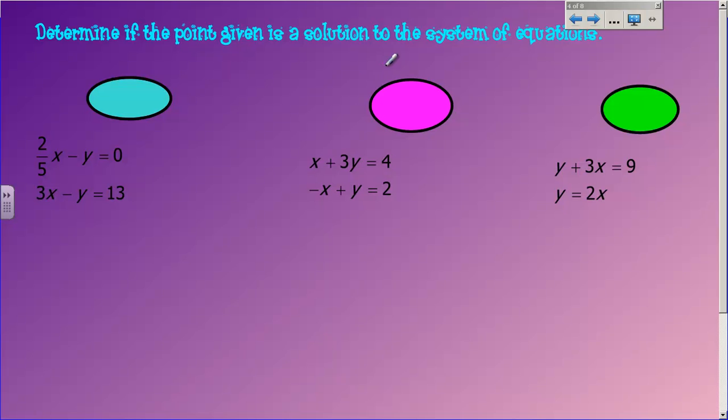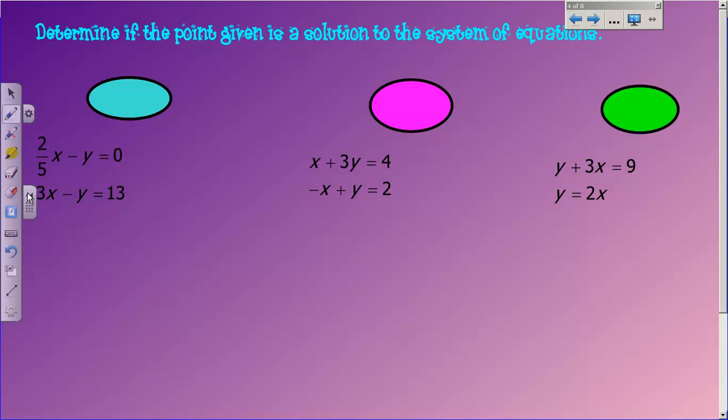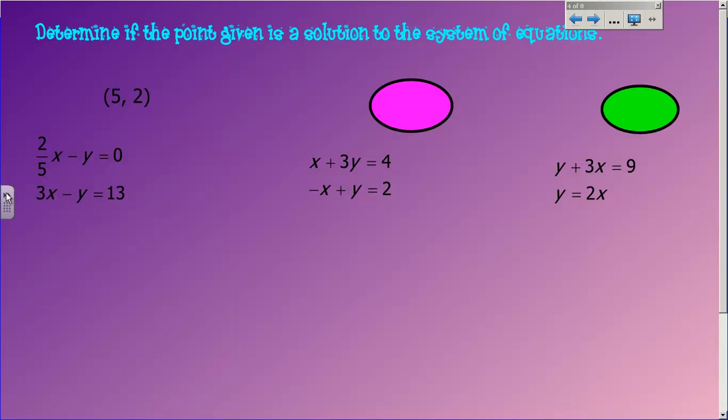So now let's talk about solutions. We're going to determine if a point is actually a solution to a system of equations. And here is how we determine that. Okay, first, we have a system of equations right here. 2/5 x minus y equals 0 and 3x minus y equals 13. We want to know if this point, (5, 2), is a solution to this system.